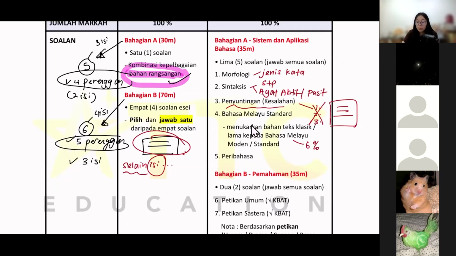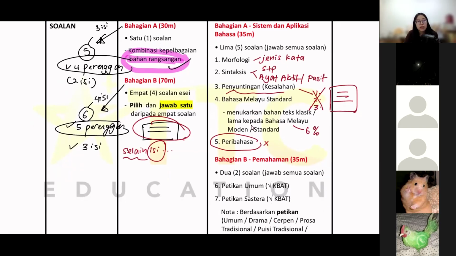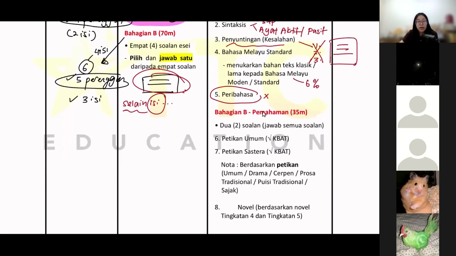Peribahasa, sometimes they will ask for synonym, sometimes they will ask for the maksud, sometimes they will ask for antonym. Antonym is quite hard lah, because you need to give the peribahasa that has a different meaning. So if you really can't get peribahasa, don't waste so much time on it, because you still have a lot of questions. Now, bahagian B, we have 2 pemahaman. One is petikan umum, one is petikan sastera. Petikan umum is very easy to understand. Sastera is more like they have a lot of puisi, pantun, all this.